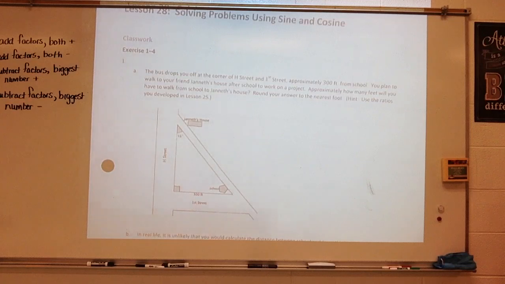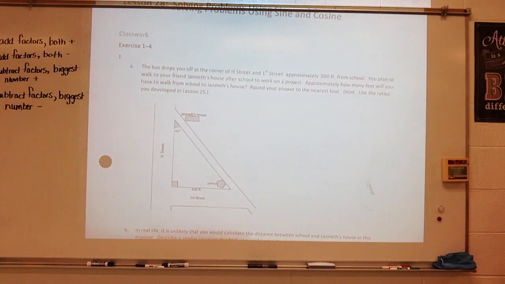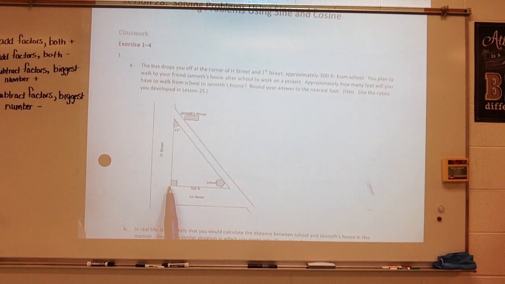All right, so these are the ratios. These are their sine and cosine type ratios that we're dealing with. All right, so let's talk about what it wants to know. It says that the bus is going to drop us off at the corner of H Street and First Street. So the bus is going to drop us off here, approximately 300 feet from school.